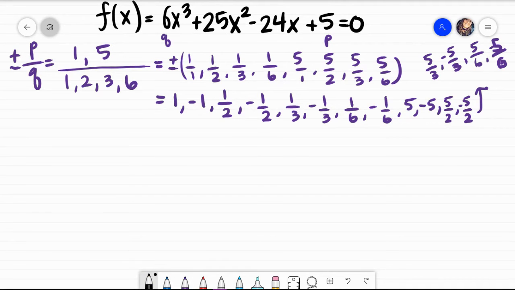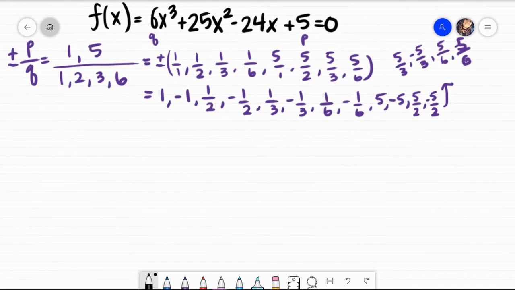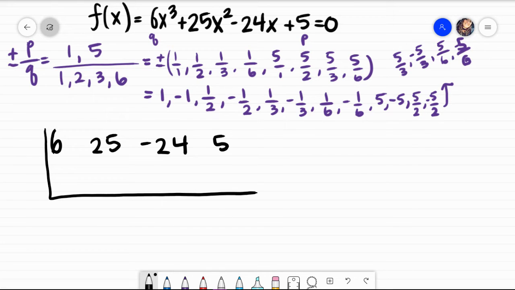So what I mean by that is we are actually going to bring down our coefficients and do synthetic division. Once we find something that is a 0, from that point we can very easily find the other zeros. Bring down, I get 6.